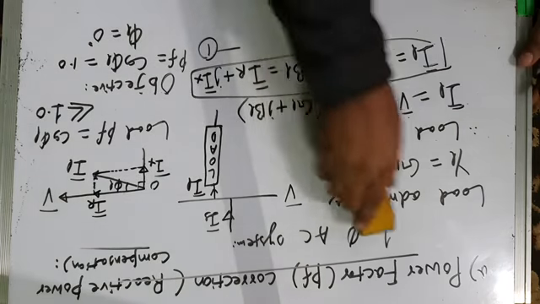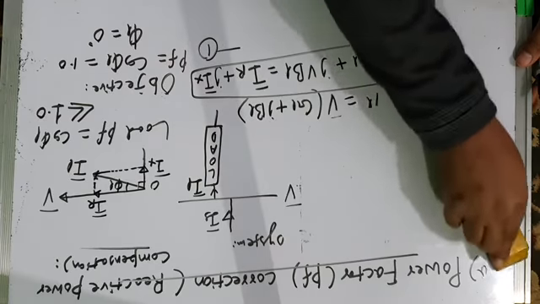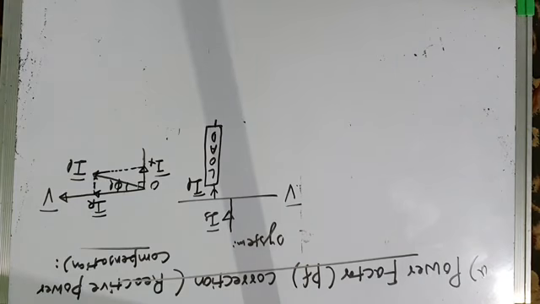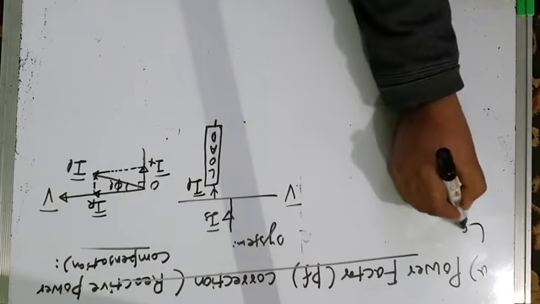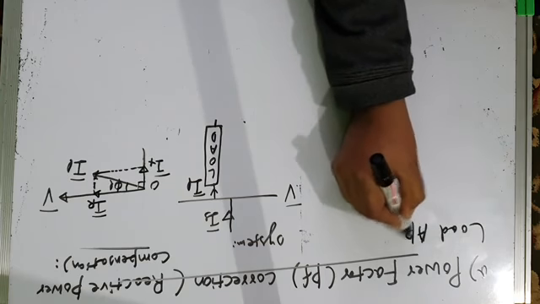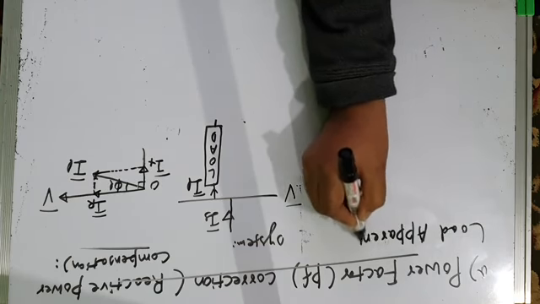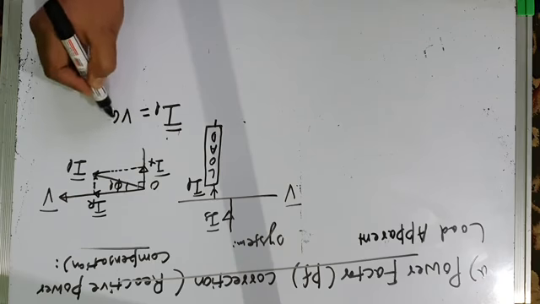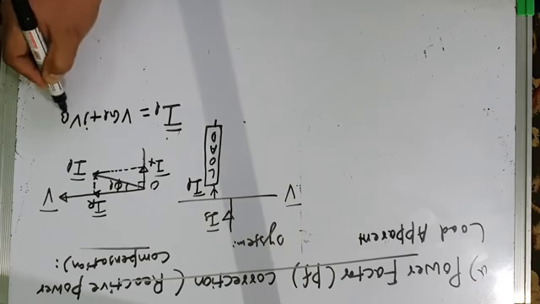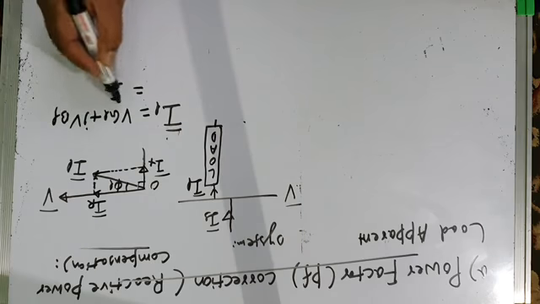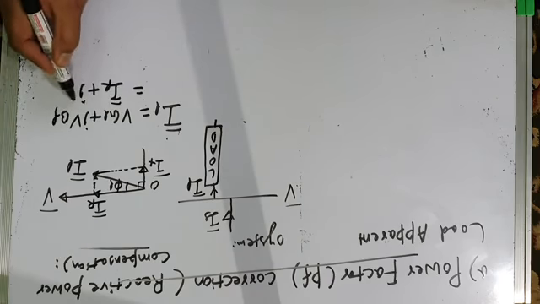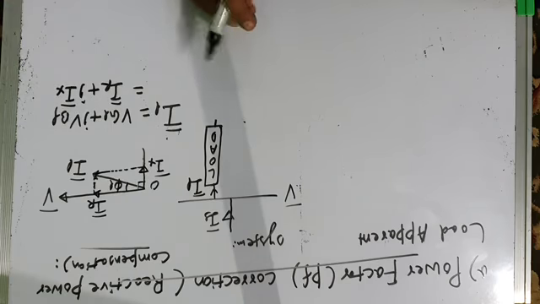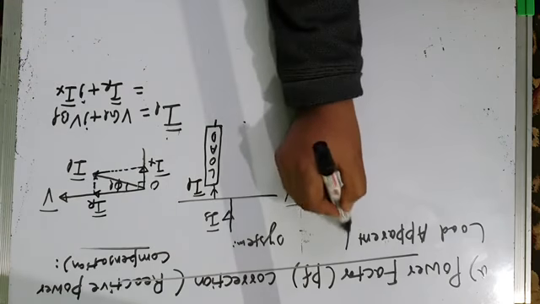Now let us write load. Let us try to find out load apparent power. Once we know load current, just a few moments back we have written load current. It is VGL plus JVBL, or it is IR, that is resistive component or in-phase component, plus JIX, which is reactive component or quadrature component. Once you know load current, you can find load apparent power.